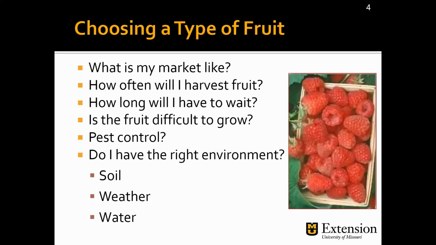Before you choose a fruit, you have to take into consideration what your market is like. If you have people that are going to be interested in buying from you, how often will you be harvesting the fruit? How long will you have to wait to harvest the fruit? What's the pest control going to look like? Is the fruit that you want to grow difficult to grow? But most importantly, and what we're going to talk about today, do you have the right environment to grow those crops? We're going to talk about the soil, the water, and about the water access.